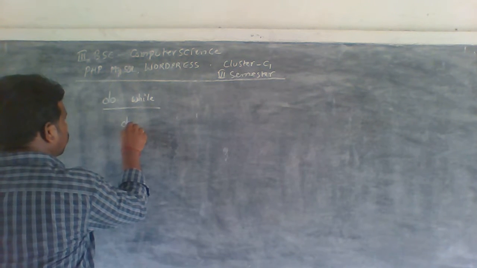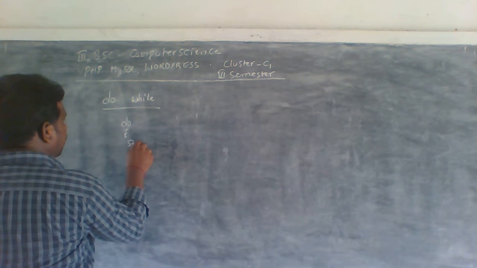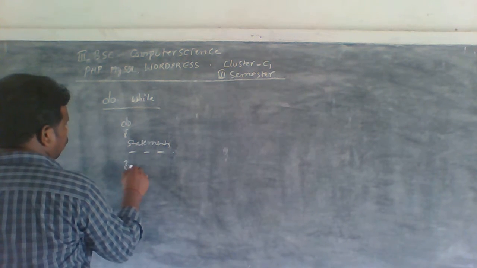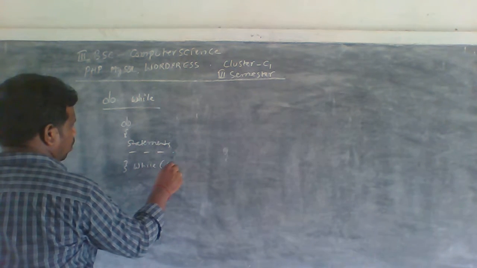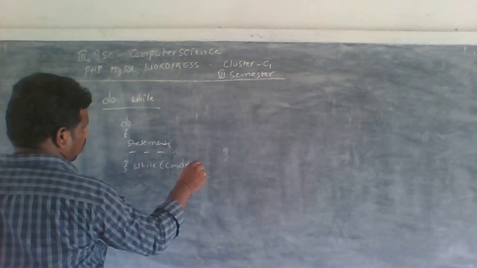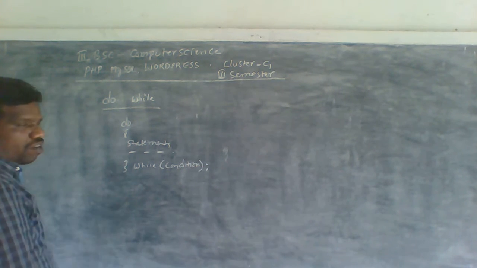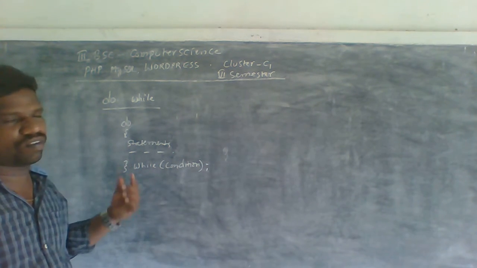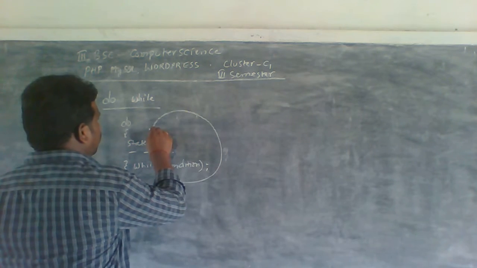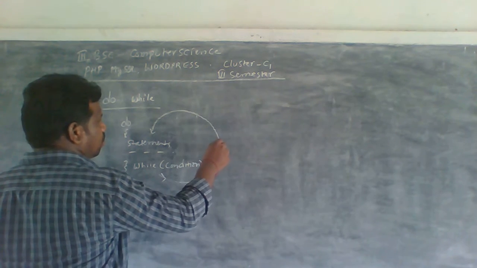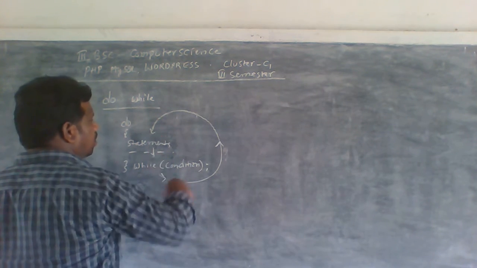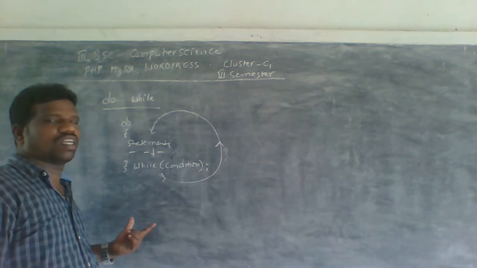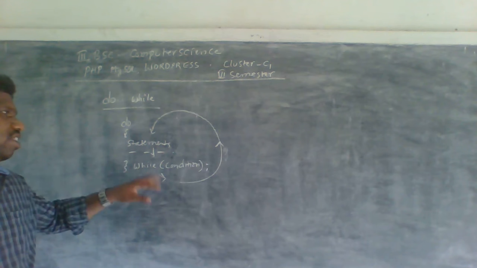So do, open brackets, statements, and so on. Then you have to use while, condition. You have to specify the semicolon here, because this is the end of the statement. The loop is going to repeat from here to here, and this process goes on, here to here, here to here, and so on.